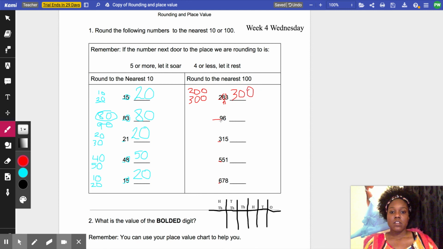On this next one, we don't have anything in our hundreds place. That's 0. But if we were counting by 100, 0, then the next number would be 100.